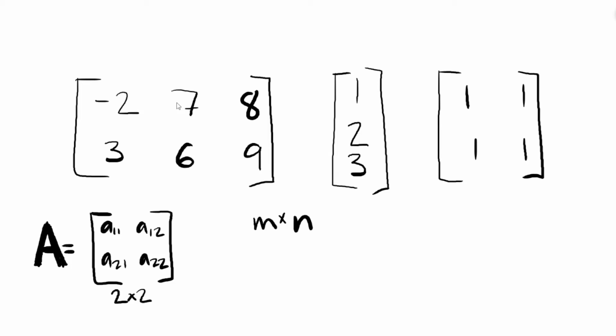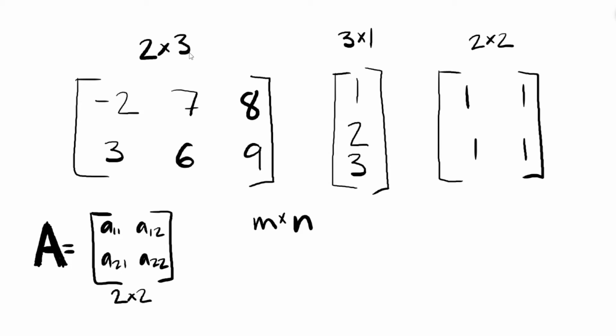In this case, we have 2 rows and we have 3 columns. In this next case, we have 3 rows and 1 column. And in this last one, once again, we have a 2 by 2. So, we have these different situations.